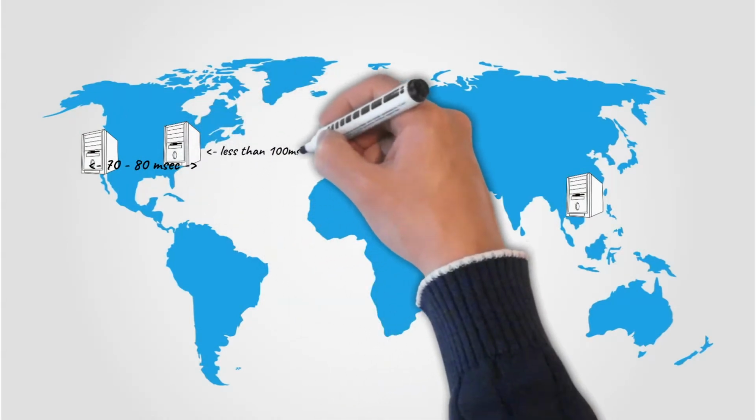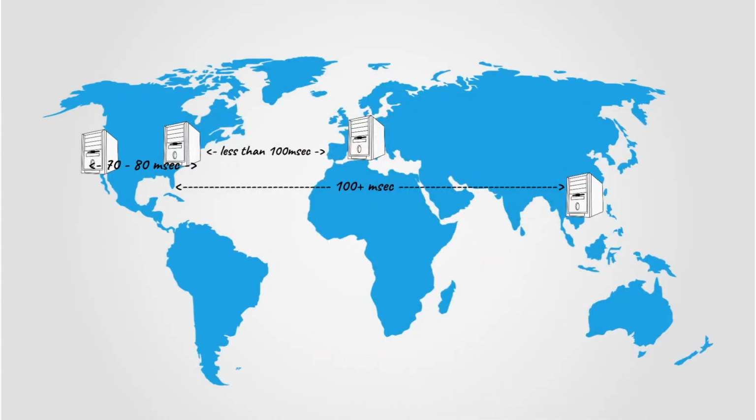If we're talking about across the US, East Coast to West Coast, or vice versa, network latency adds about 70 to 80 milliseconds to the overall latency. For traffic from the US to Europe, it's still under 100 milliseconds, and from the US across the Pacific Ocean, it adds just a little over 100 milliseconds.